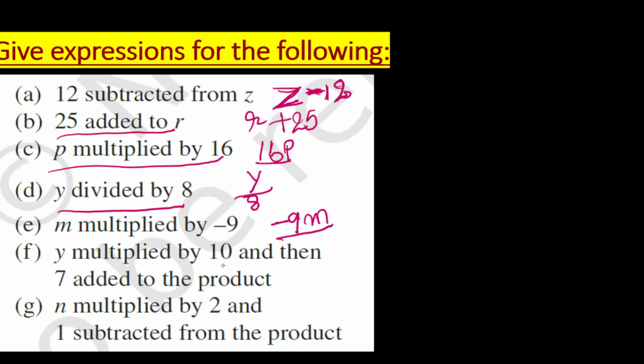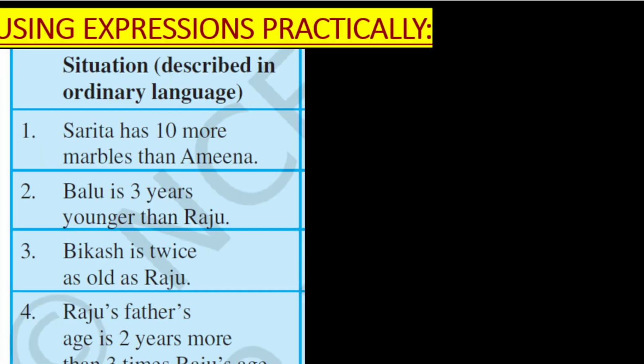And y multiplied by 10 and then 7 is added to the product. Here y is multiplied by 10, which can be written as 10y, and to this product we are adding 7, so this can be written as 10y plus 7. And n multiplied by 2 can be written as 2n, and 1 is subtracted from this product 2n, so this can be written as 2n minus 1. This is how we have to write the expressions.